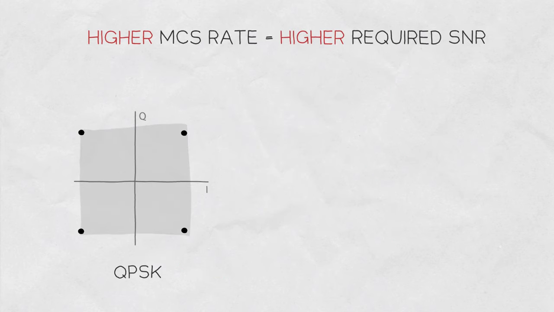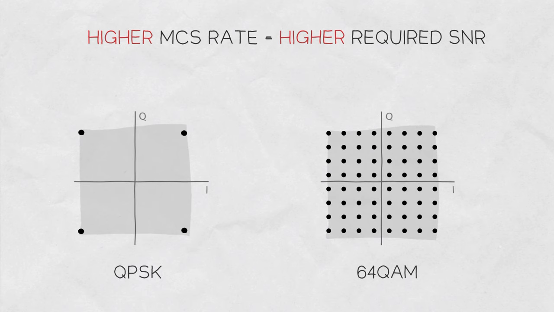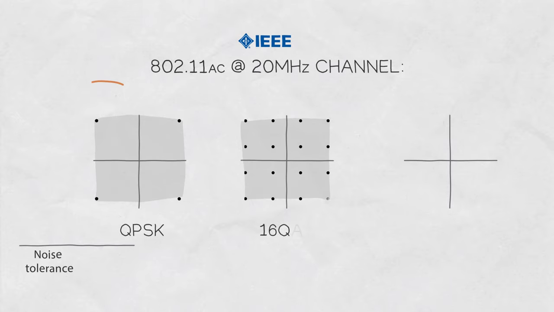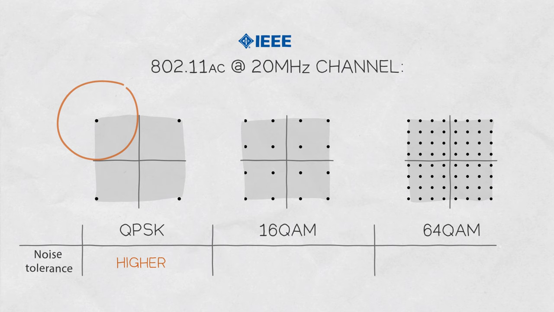With growing QAM depth, we pack more information into the same signal, but also shrink the space between the symbols, which naturally decreases the acceptable noise level and is the reason why high MCS rates need high signal-to-noise ratio levels to work. So considering the 802.11ac standard and 20 MHz channel, we need at least 5 dB SNR for QPSK, 11 dB SNR for 16 QAM, 18 dB SNR for 64 QAM, and so on.